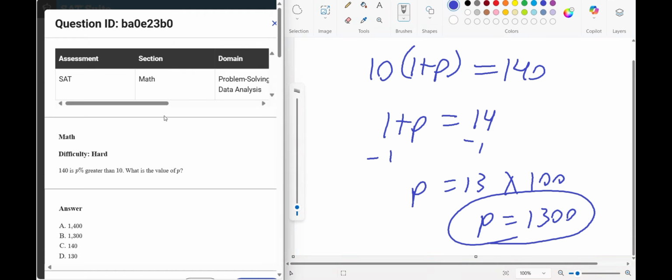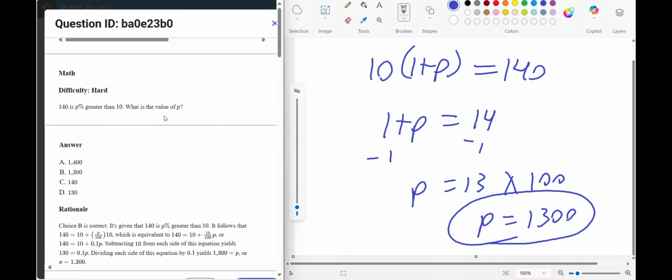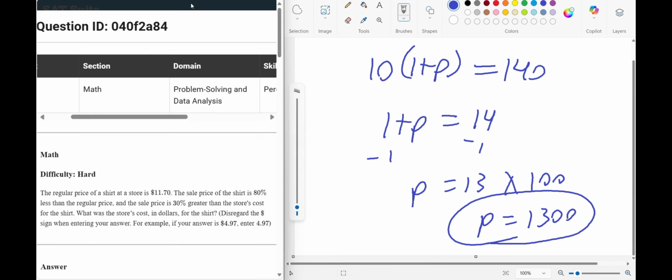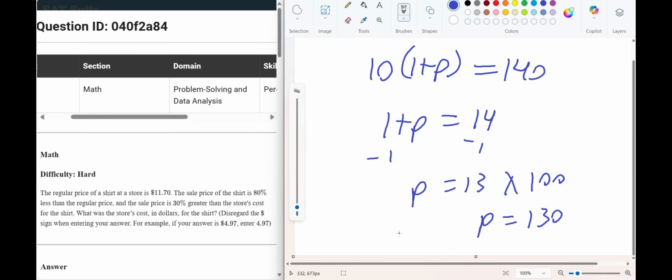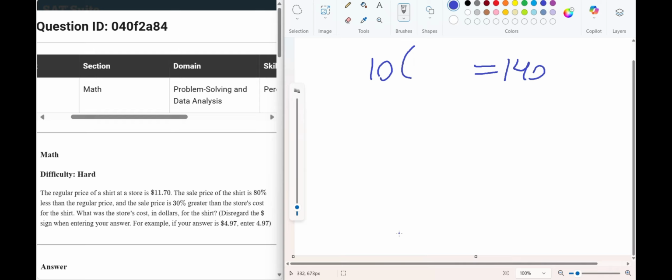Let's go over here to double check. Correct answer is B. Okay, 2 problems left. So for this one here, they say that the regular price of a shirt at a store is $11.70. The sale price of the shirt is 80% less than the regular price.